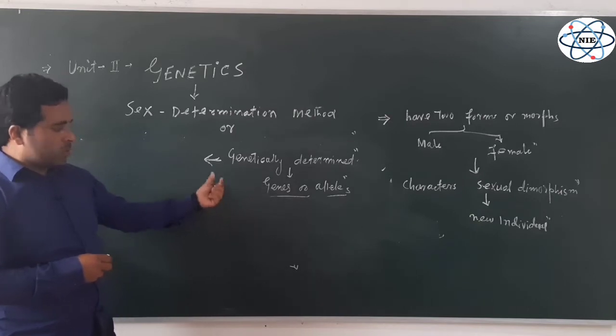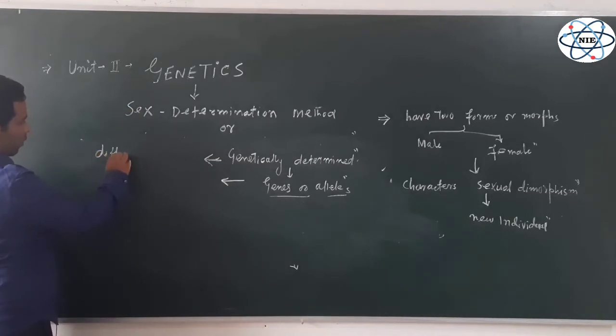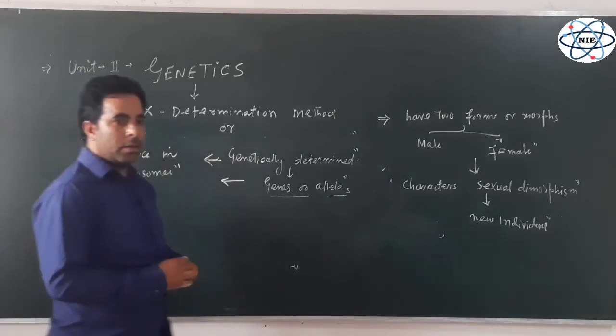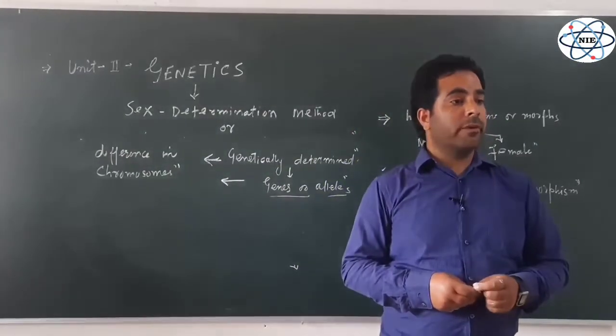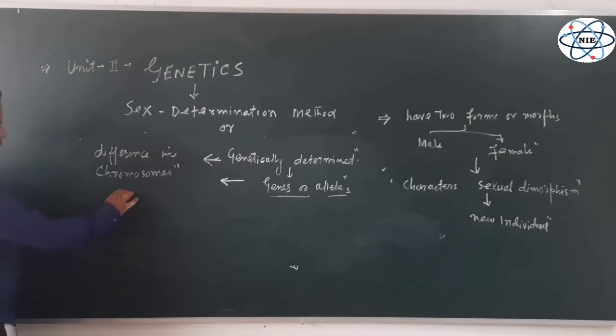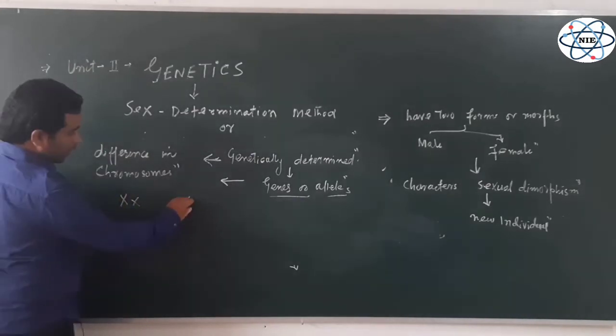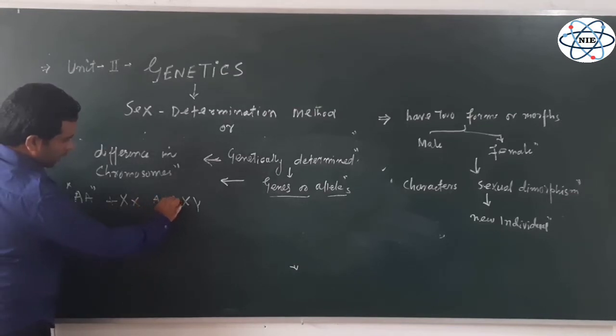But what we see in these sexually reproducing organisms, where the sex is determined by genes and alleles, is that this is soon followed by a difference in chromosomes. This sex is determined by some genes and alleles, but there is also a difference in the chromosomes of the two individuals, where one is male and the other is female. For example, one individual has XX chromosomes and another has XY. Besides these, there are autosomes, which we can designate by AA. Here we can say AA plus XY.